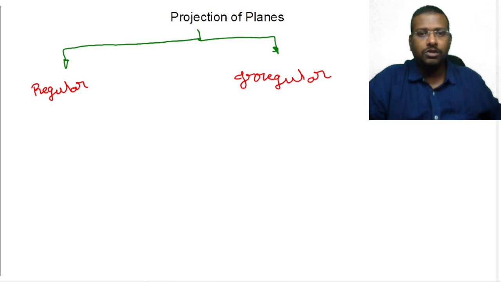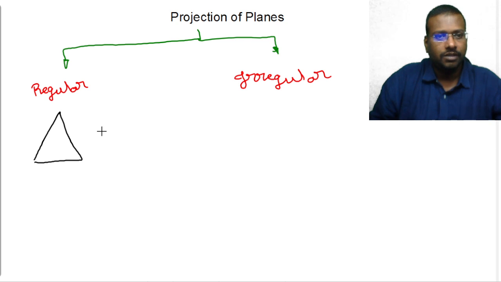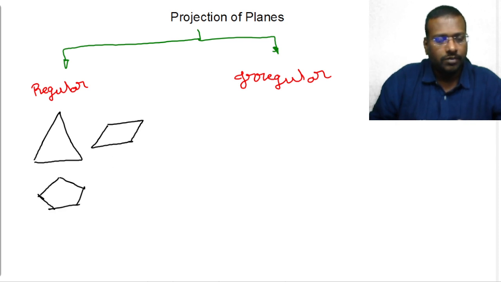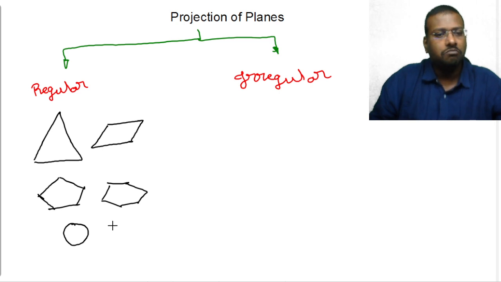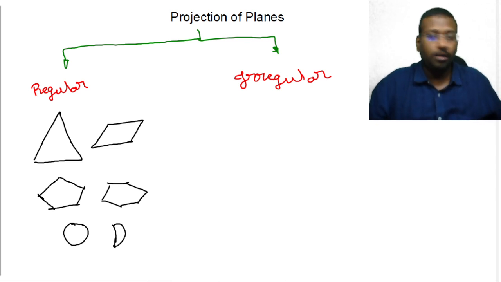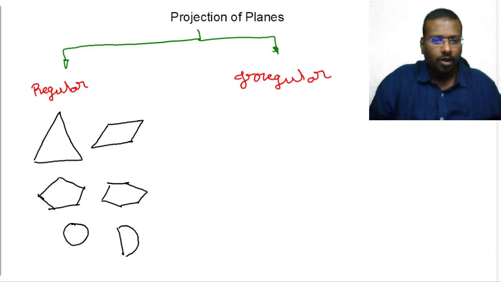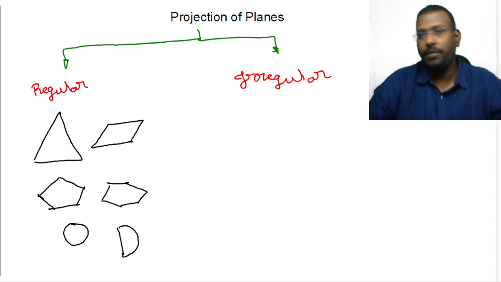So what are the examples of them? You are already familiar with these things. Isosceles triangle, parallelogram, pentagon, hexagon, and a few more objects: circle, semicircle. All these things are considered as regular planes. Why are they called regular planes? Because once you specify the name, we are able to be aware of how the shape is going to be.